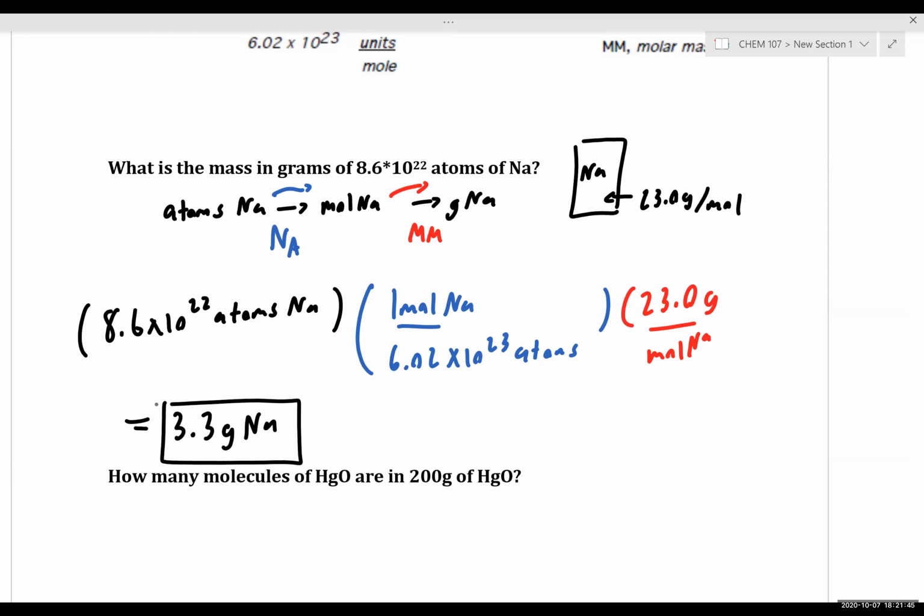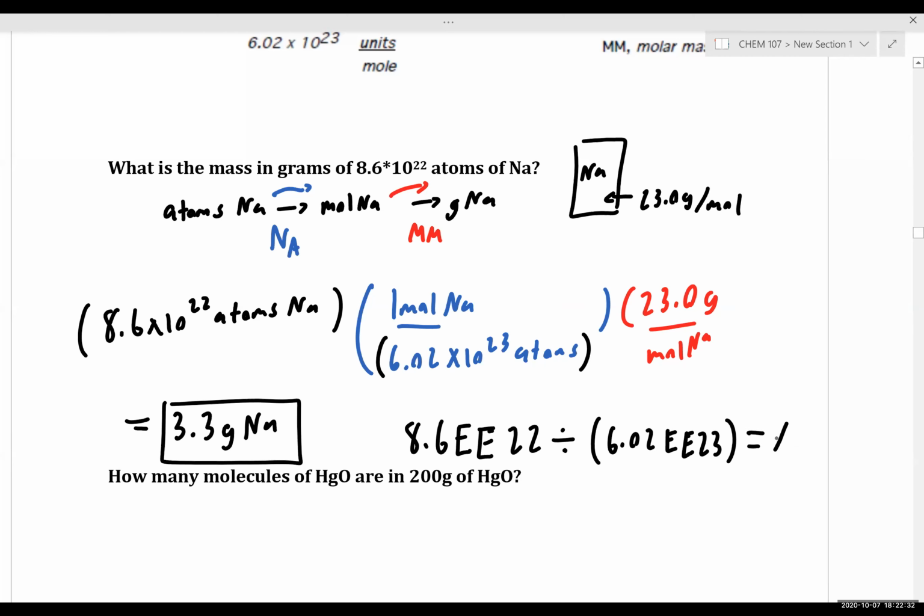Professor, when we're doing it in the calculator, can you go ahead and use that same formula that you had put previously, as far as how we entered the EE? Yep, so if you're entering this into your calculator, you'd enter 8.6, then you'd hit the EE button, then enter 22. Then you'd hit the division symbol, followed by parentheses, and then 6.02 EE 23. And then once this first part is processed, you'd hit the equal symbol, and then you'd hit the multiplication symbol and enter 23.0, and then you'd hit the equal symbol once again. Okay, I got it.